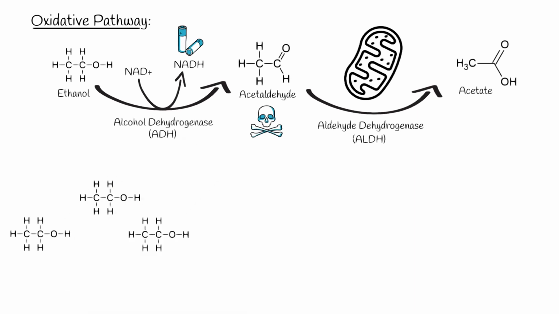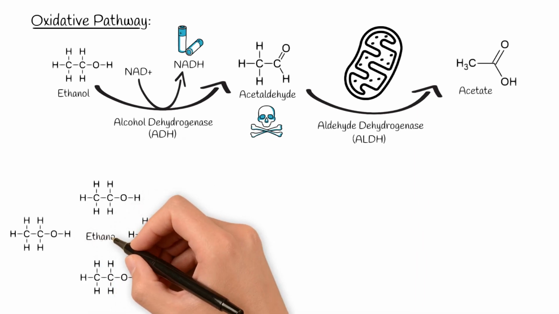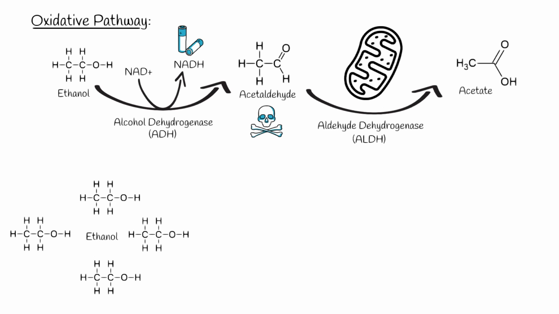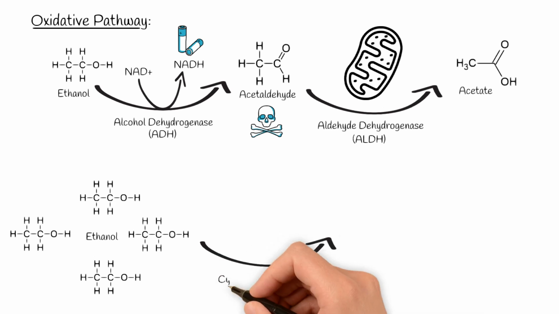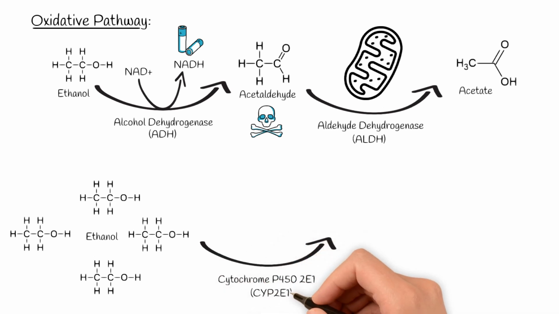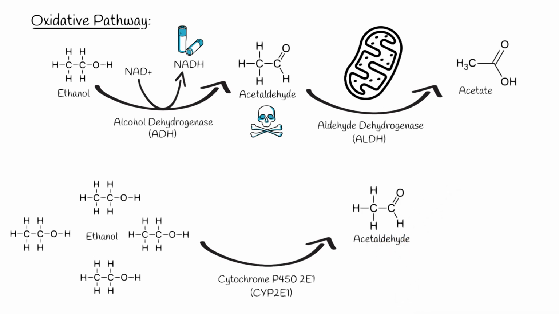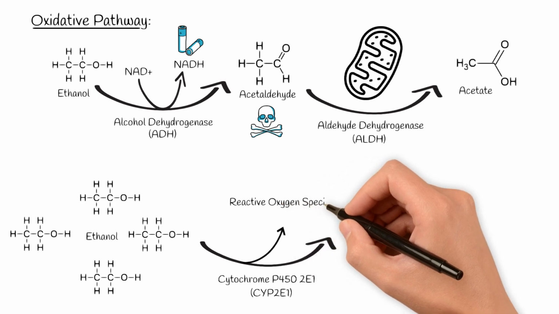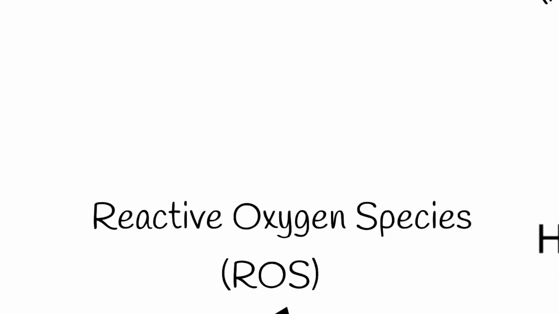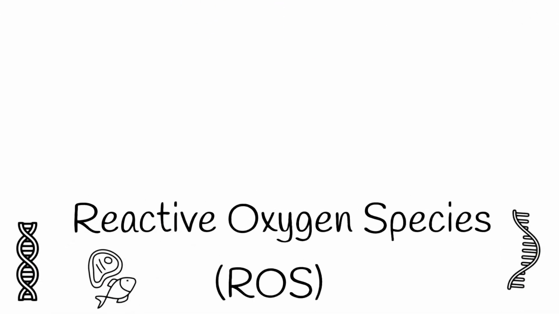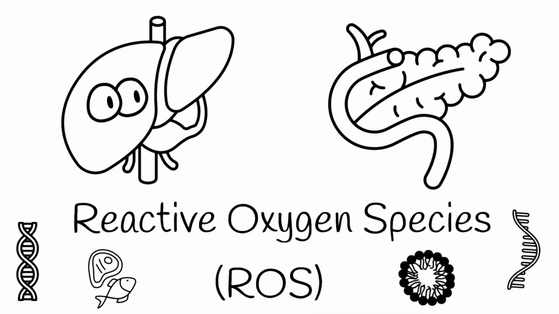When excessive alcohol is consumed, alcohol dehydrogenase is not able to keep up with alcohol metabolism on its own, and cytochrome P450-2E1, abbreviated CYP2E1, is recruited to help. Unfortunately, CYP2E1 not only forms toxic acetaldehyde, but instead of producing NADH, it makes reactive oxygen species. These run amok, altering DNA, RNA, proteins, and lipids via oxidation and severely damaging the liver and pancreas.